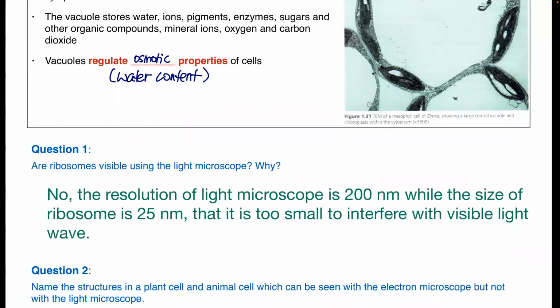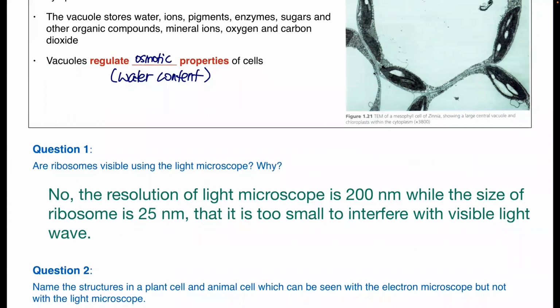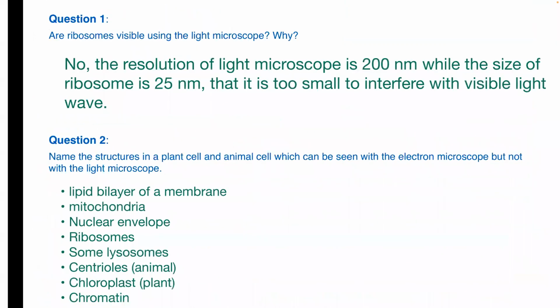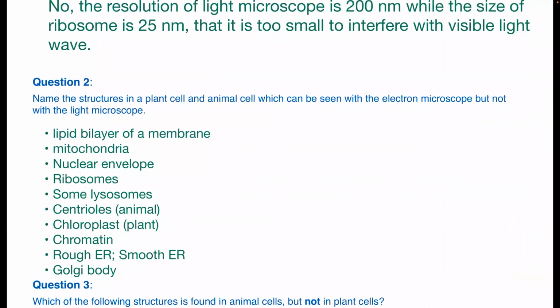Name the structures in plant and animal cells which can be seen with the electron microscope but not with the light microscope. Can you name a few? Ribosomes. Anything else? Plasma membrane. Actually, yes, you can't really see the plasma membrane with a light microscope. Anything else? Lysosome, potentially. So anything that's membrane bound, and also non-membrane bound, such as your rough and smooth ER, all of these structures can be seen under the electron microscope.